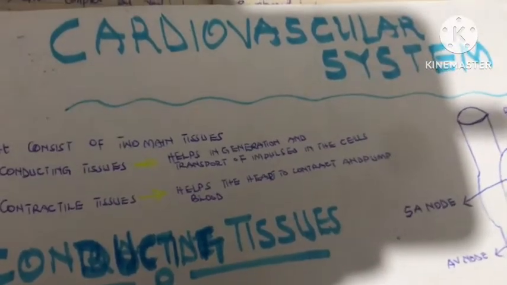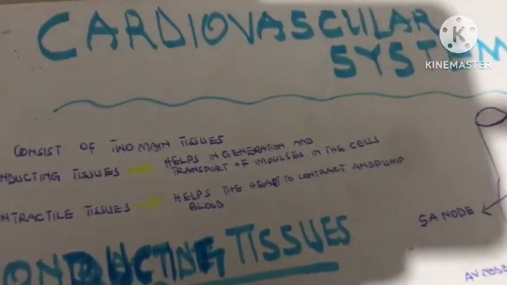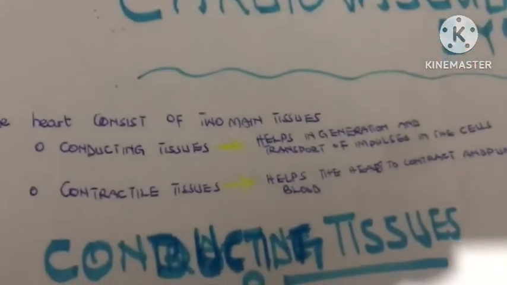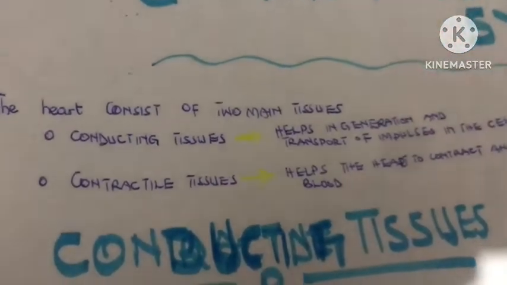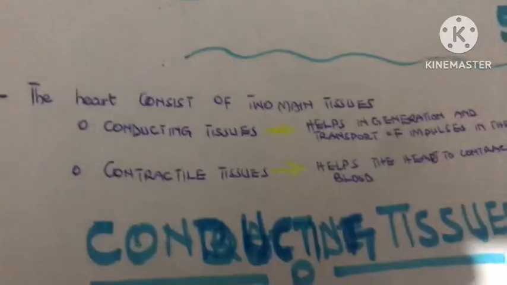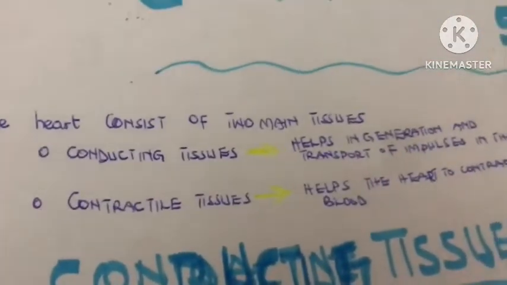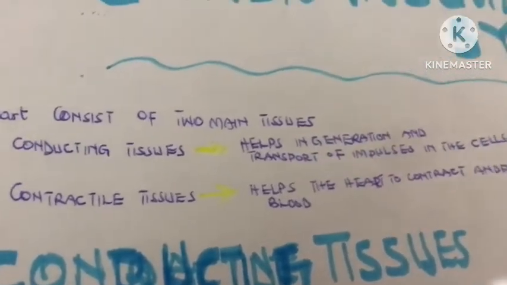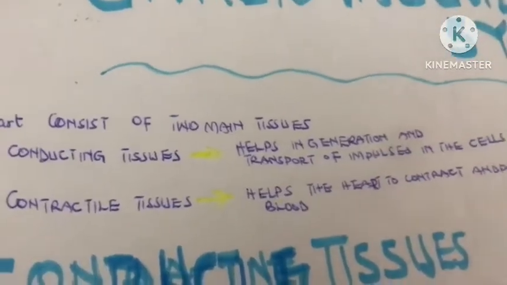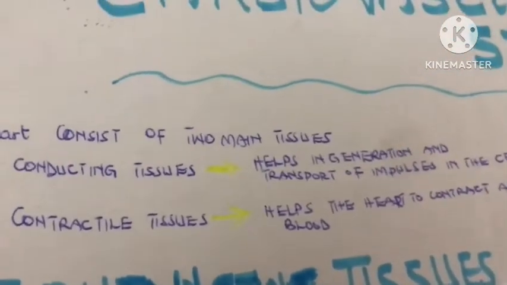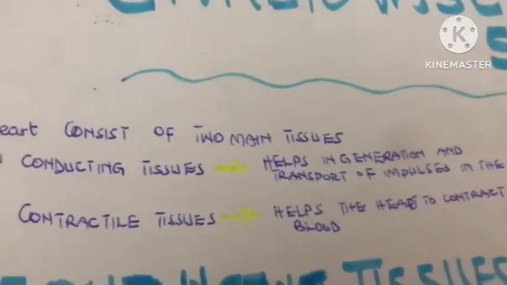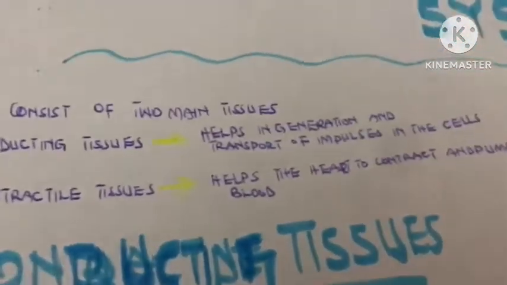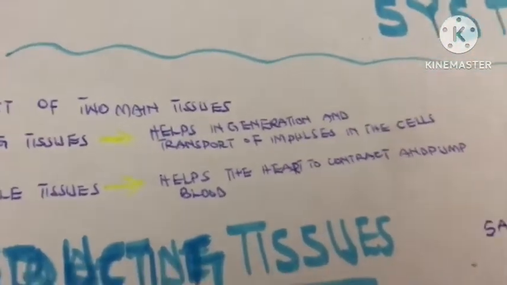So guys, today we are looking at the cardiovascular system, physiology, and I'll start with the heart. We all know that the heart is a fibromuscular pump which pumps blood to the other parts of the body. But this heart consists of two main tissues: the conducting tissues and the contractile tissues. The conducting tissues help in generation and transport of impulses in the heart. And the contractile tissues help the heart to contract. And when the heart contracts, it pumps blood to the other parts of the body.